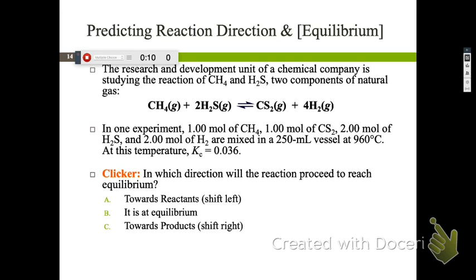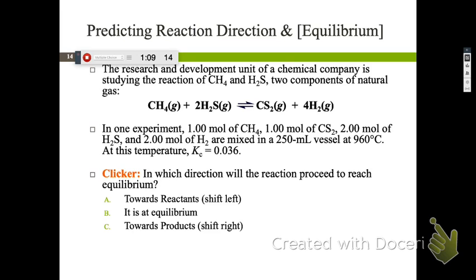Let's take a look at this reaction and think about what's going to happen to this reaction based off of where we are. So process-wise, can someone share what steps they're doing?